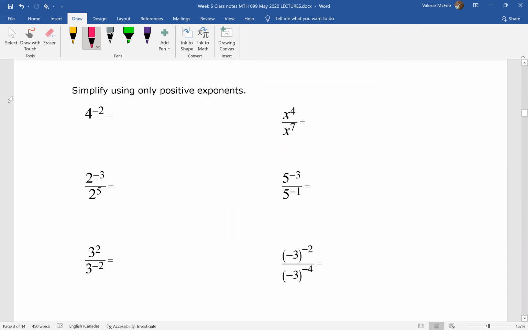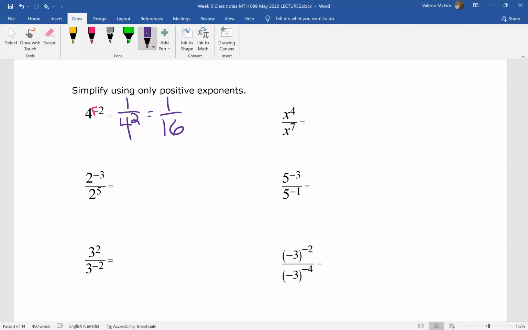Why don't you pause your video, try the first two. We have a negative exponent. We know we need to move that to the denominator. This simplifies to 1/16.